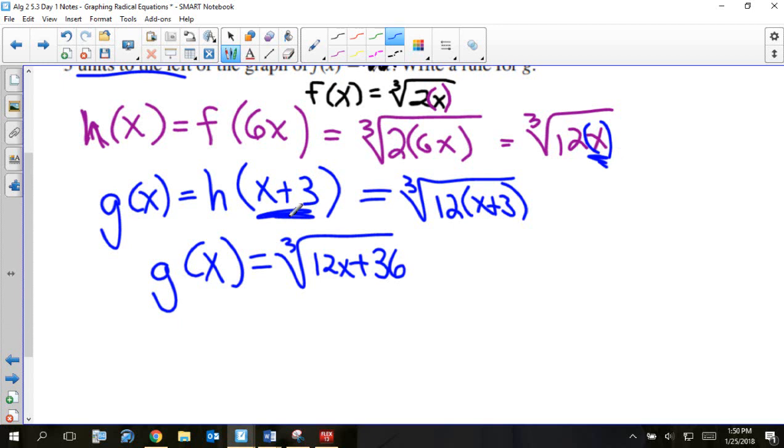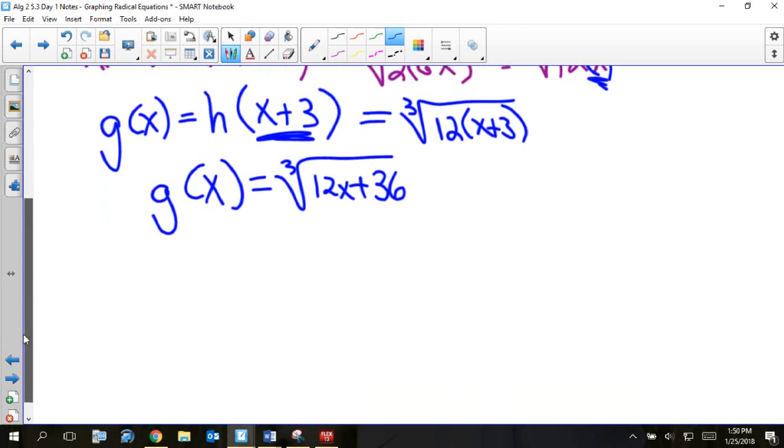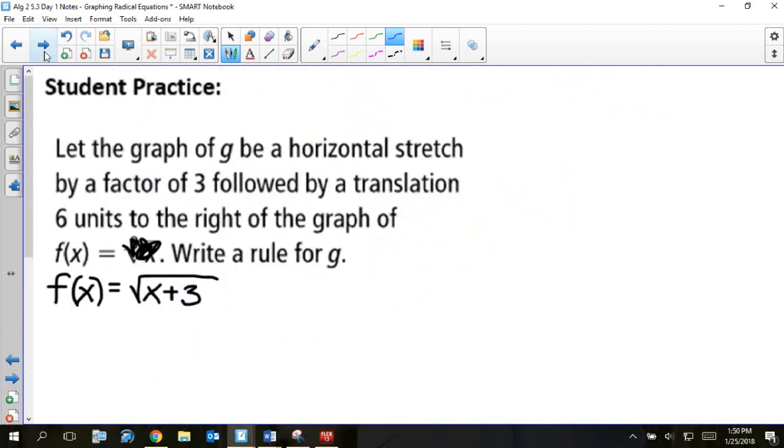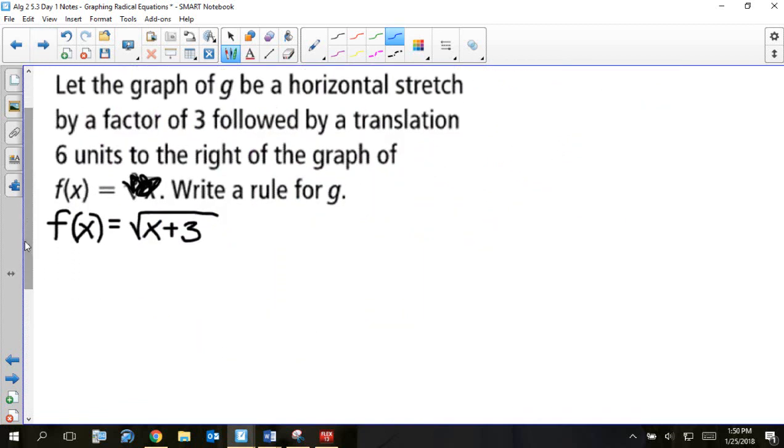So we're going to do another one. And I changed the next one also. I guess it's on my next page. So I changed the function to be square root x plus 3. Go ahead and change your function for the next one, square root x plus 3, so we can make it a little bit more challenging. Give you more practice before you do your assignment.